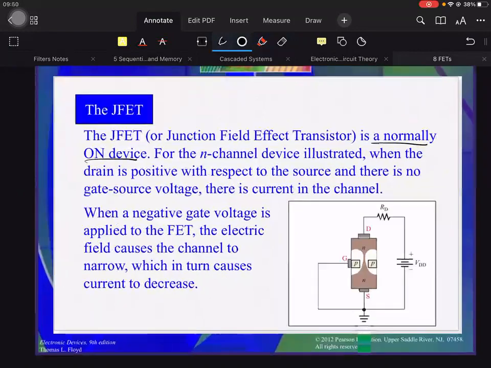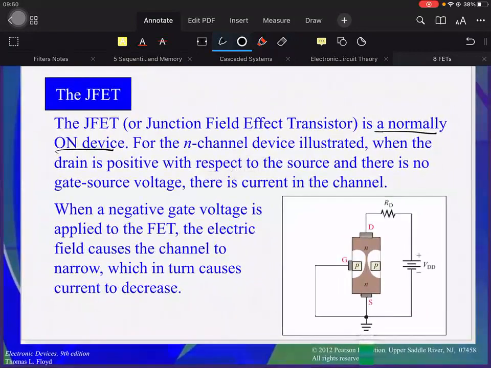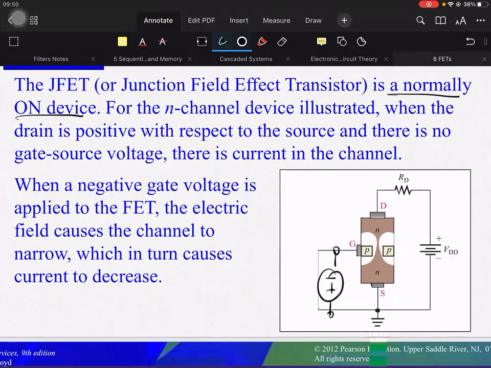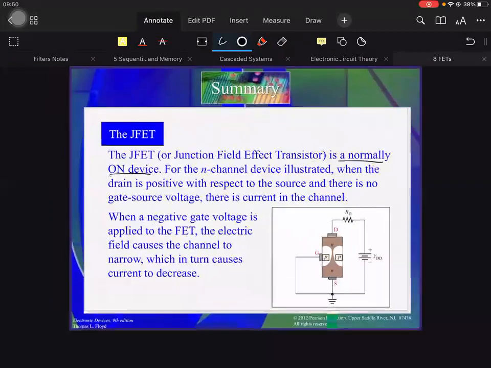When a negative gate voltage is applied to the FET, the electric field causes the channel to narrow, which in turn causes current to decrease. So it's opposite. If we apply a negative voltage to the gate, that's when our current from drain to source slowly disappears. So that's basically how JFETs work, if we simplify the operation.